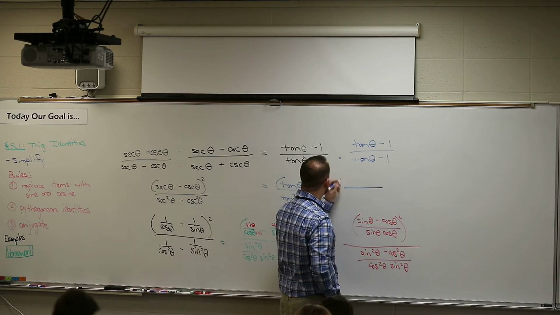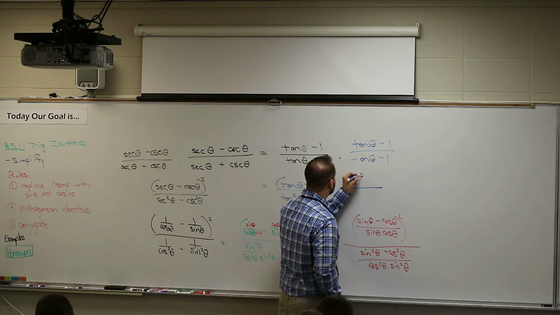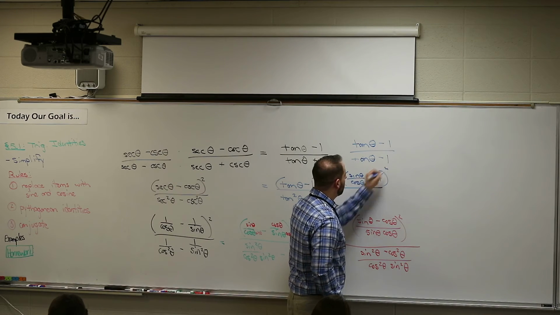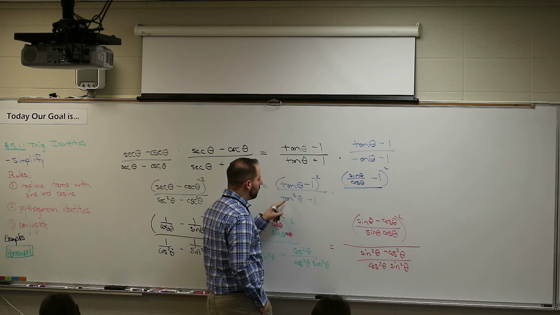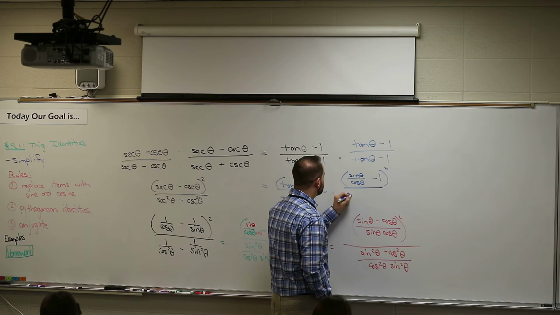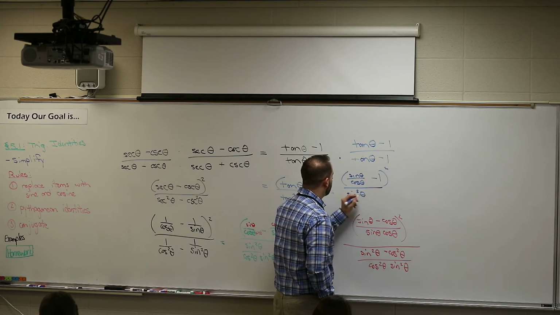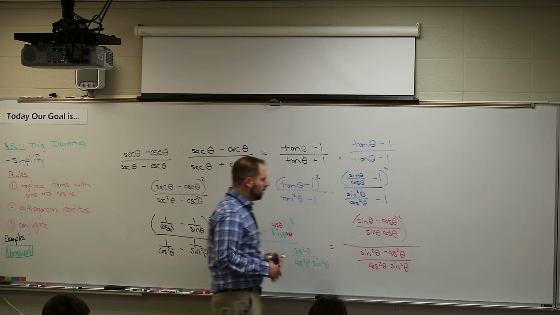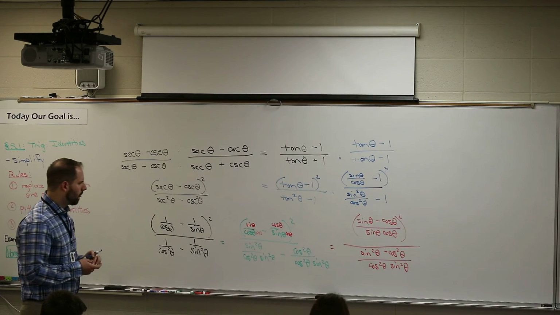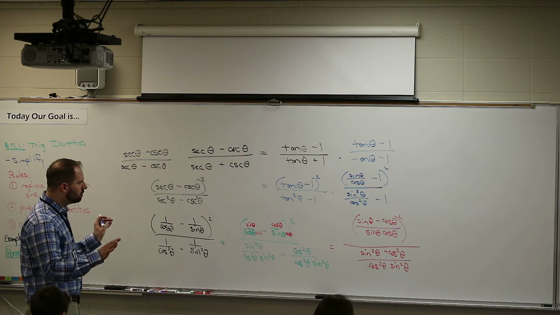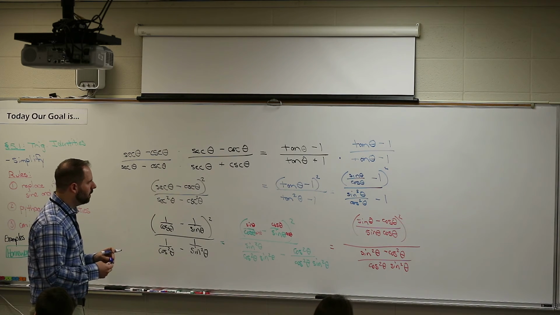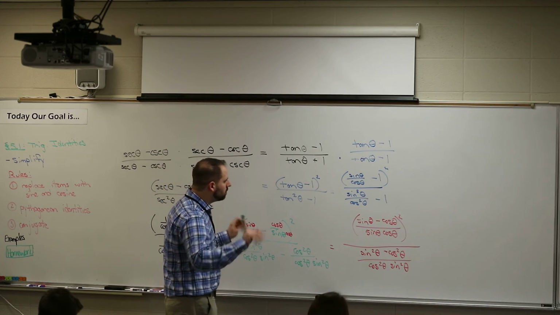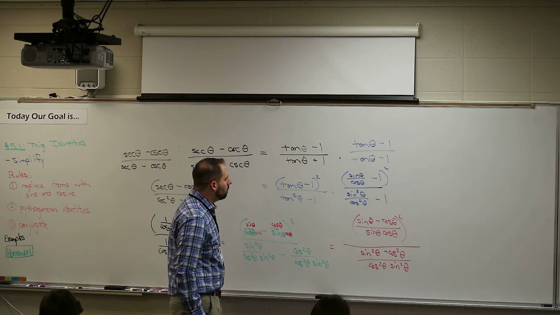So tangent up here, so that's sine over cosine minus 1, squared. Where are we at? We're over here. This is sine squared over cosine squared minus 1. Okay, I see some light at the end of the tunnel here.